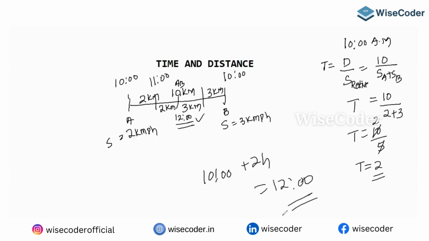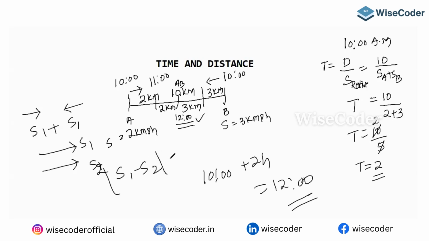12 o'clock. So what I'm trying to tell you is that both are moving in the opposite direction. Guys, when both bodies are moving in the opposite direction, your speeds will get added. When both are moving in the same direction, your speeds will get subtracted: S1 minus S2 when S1 is more than S2, otherwise S2 minus S1. This is how the relative speed will actually apply.